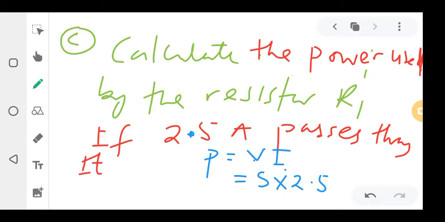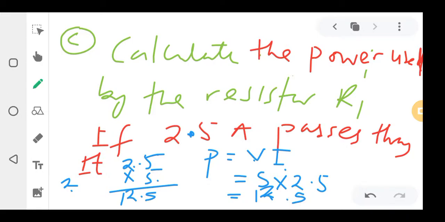Okay, so what do I have? I'm multiplying 2.5 times 5, which gives 5 times 5 is 25, 5 carry 2. 2 times 5 is 10 plus 2, 12. So it will be 12.5. My answer there is 12.5. When you multiply 5 times 2.5, it gives you 12.5 W, meaning watts, because power is measured in watts.